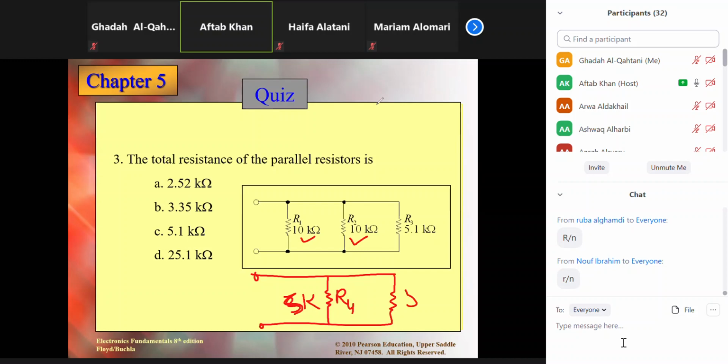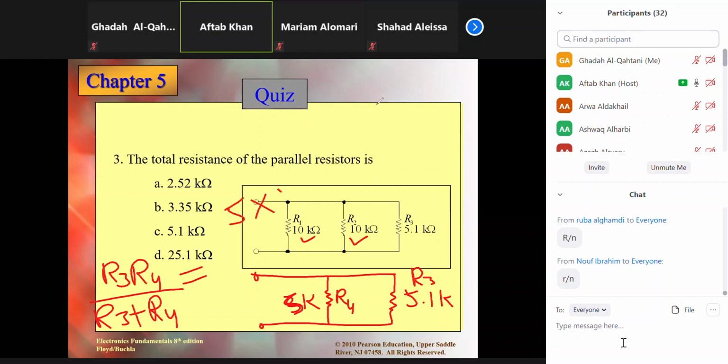And now this is remaining as it is. This is R3. Clear? Now, two resistors are in parallel. Do you remember a formula when two resistors are in parallel? Shortcut. Product over sum rule. R4 multiplied by R3 divided by R4 plus R3. Correct. So I can also solve this way. It is going to be 5 multiplied by 5.1 over 5 plus 5.1. You will be getting exactly the same answer. So three ways are possible.